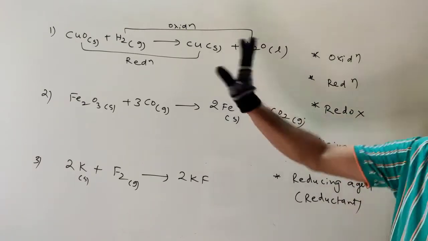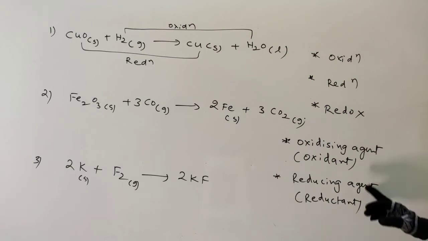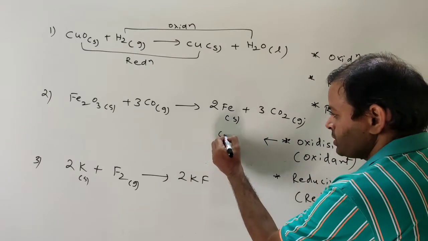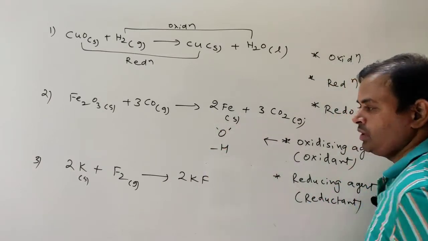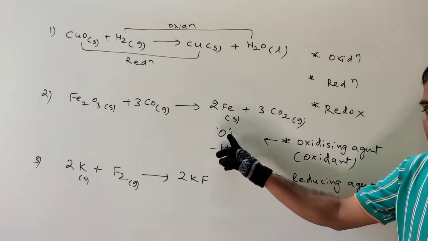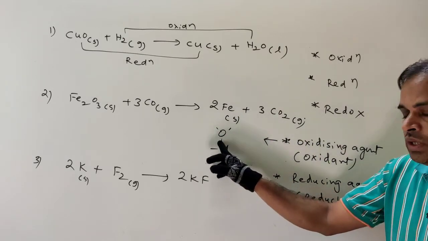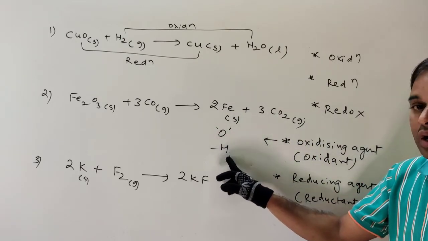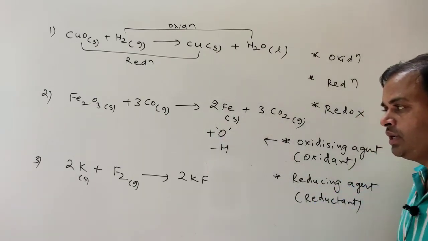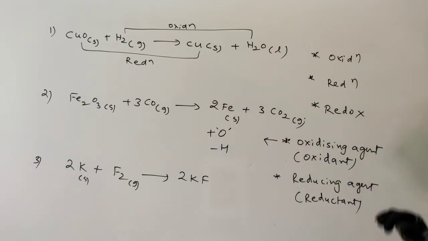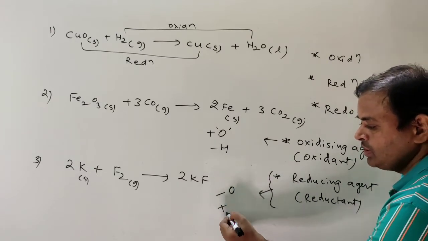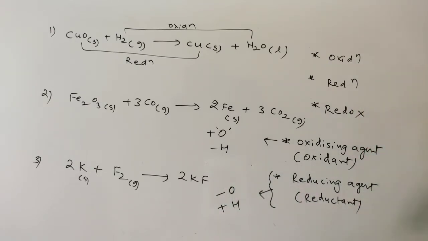So here, which is the oxidizing agent and which is the reducing agent? The definition of an oxidizing agent is a substance which supplies oxygen or removes hydrogen. And a substance which removes oxygen or supplies hydrogen is called a reducing agent.